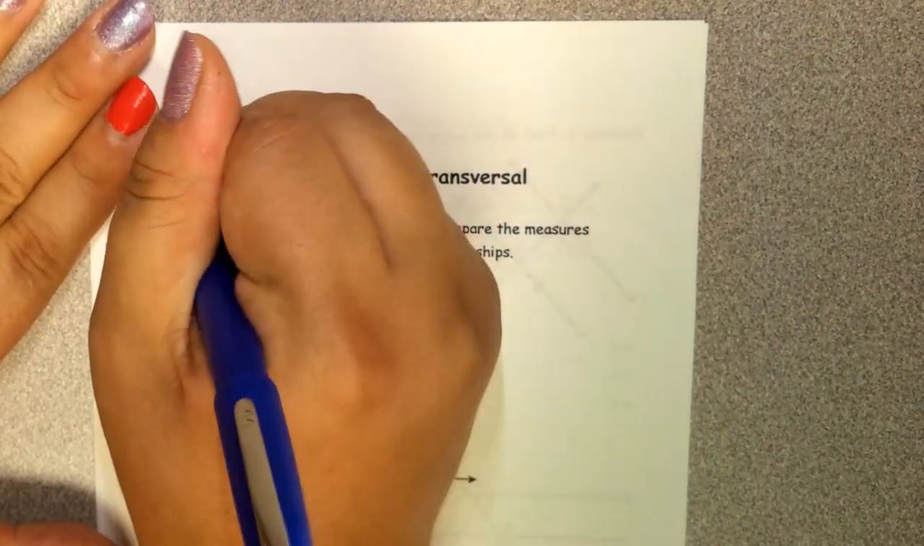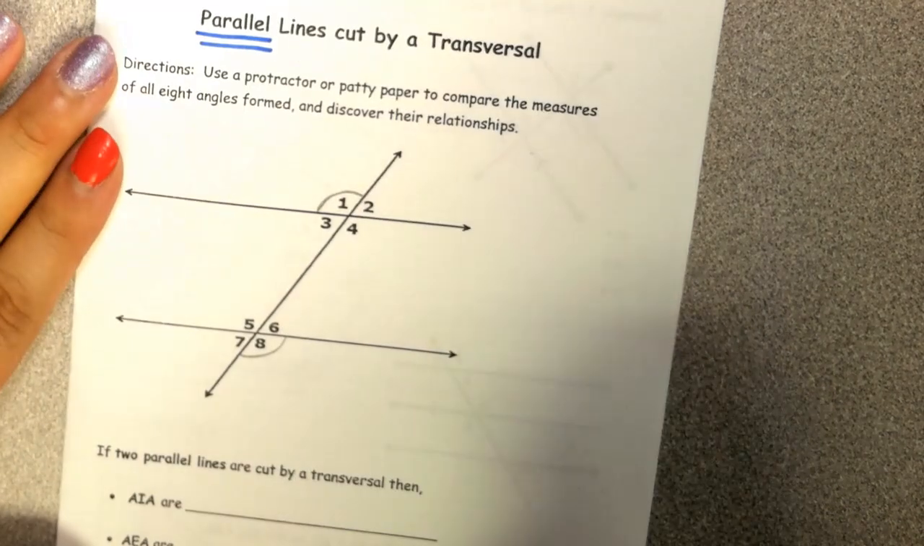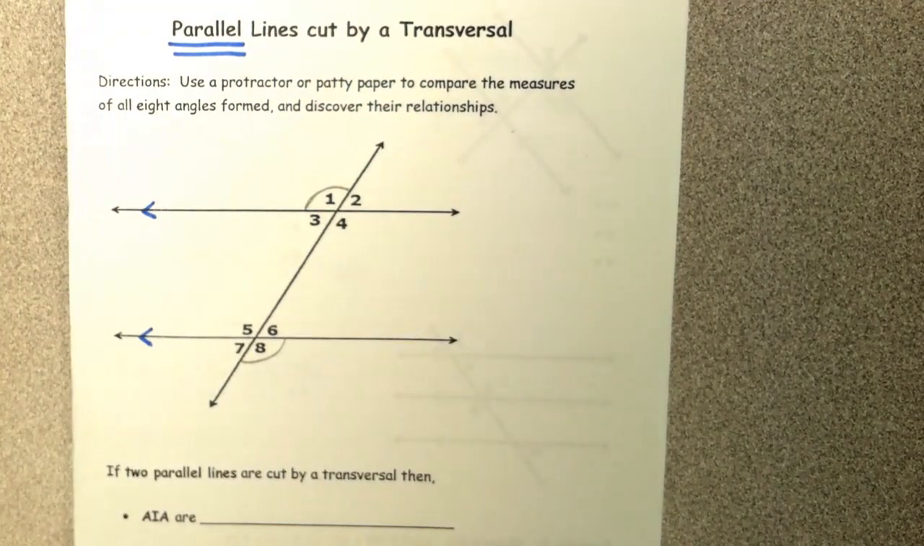I need everybody to underline the word parallel. Today, what we are doing only applies to parallel lines. So can you also draw little arrows right here to indicate that these are parallel? What we're doing today is not true for every single situation. It's only true if the lines are parallel.